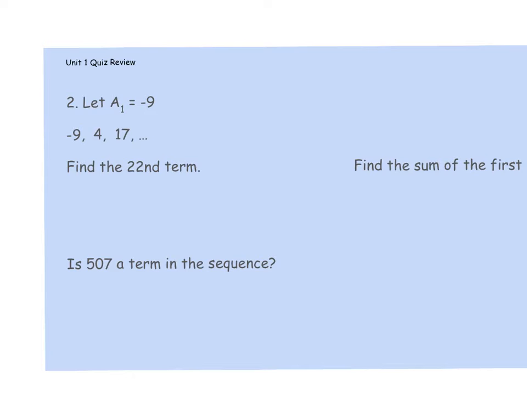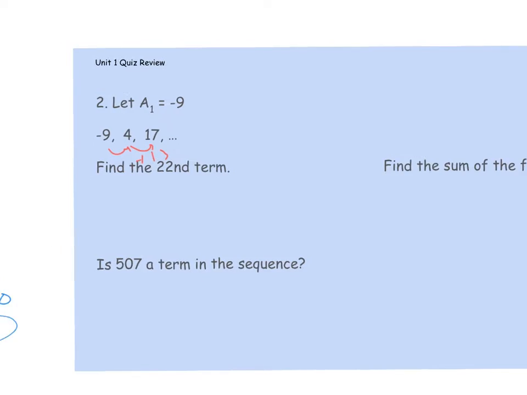My first term, a sub 1, is negative 9, and then it goes to 4, and then it goes to 17. So the first thing you've got to decide: am I multiplying or am I adding? Well, 4 minus 17 is 13, and 4 minus negative 9 is 13. So it looks like we're adding 13 every time. It says find the 22nd term.